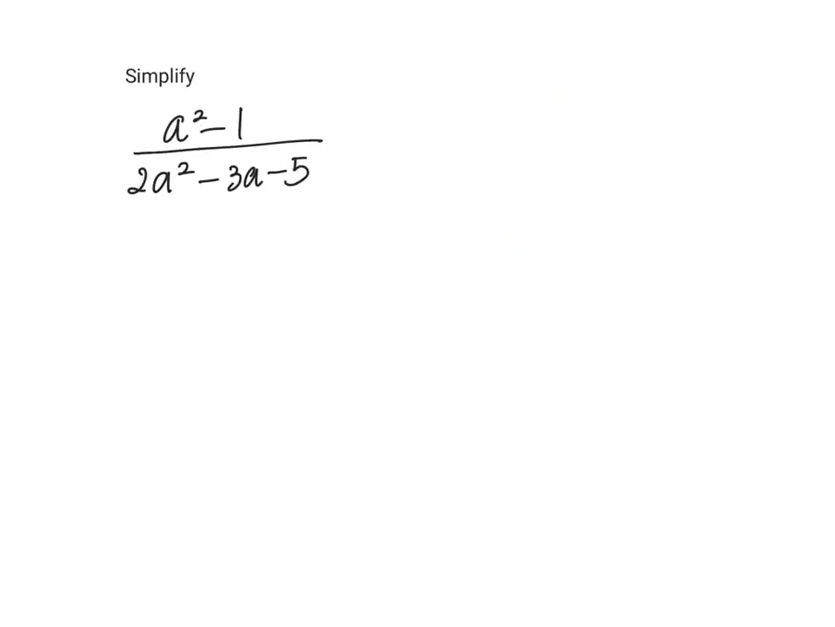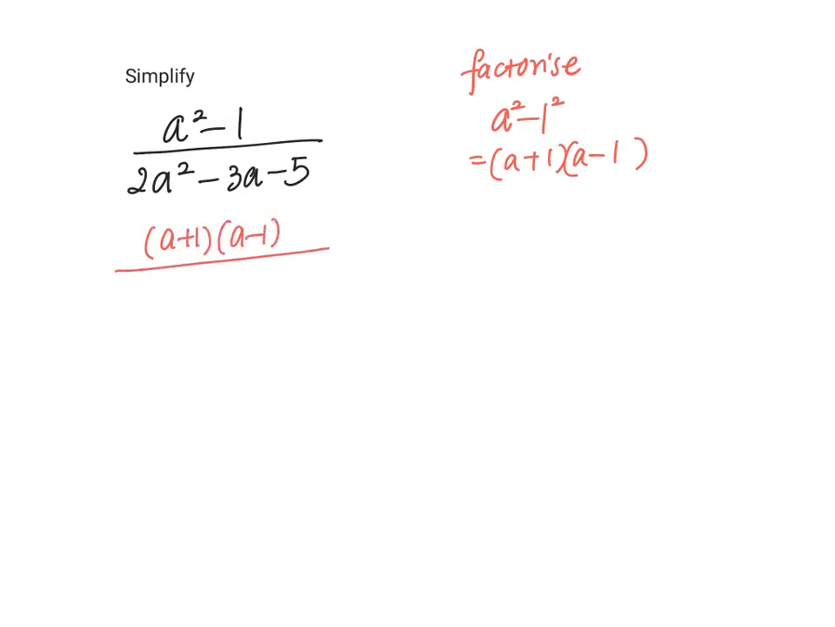Simplify the following. This is an algebraic fraction, so you still need to factorize as much as possible. Try not to expand everything. Let's take a look at our numerator. This is a squared minus 1. 1 is actually 1 squared, so we have a squared minus b squared, which gives me two factors, (a plus b)(a minus b), so (a plus 1)(a minus 1). So we change our numerator to (a plus 1)(a minus 1).